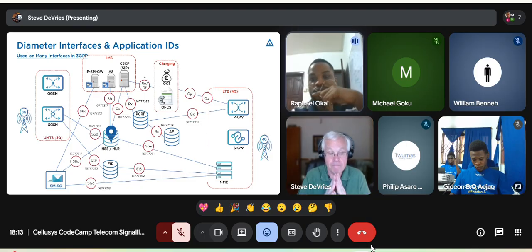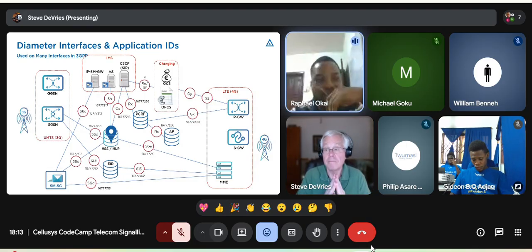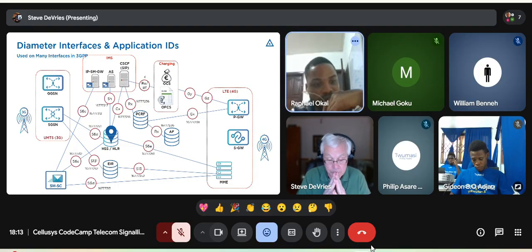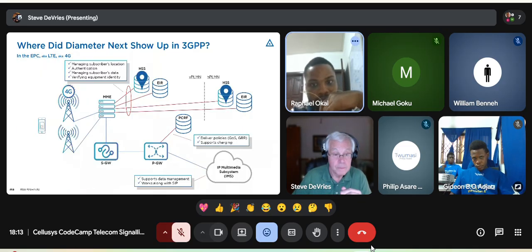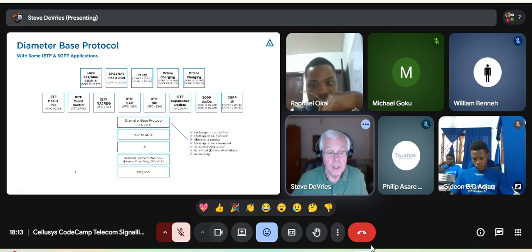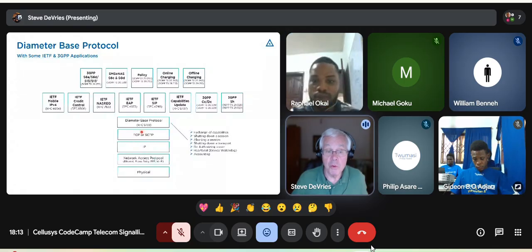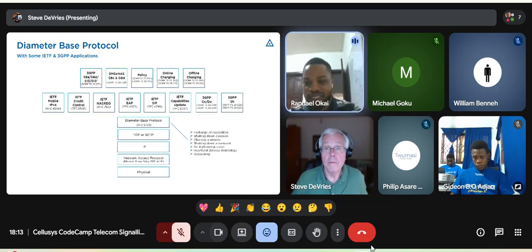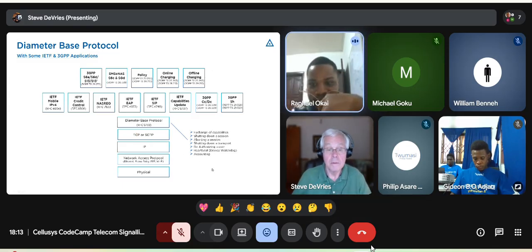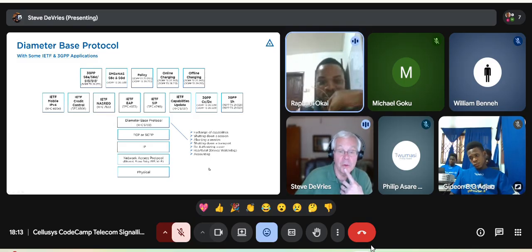Other questions? Yes. I was wondering if you mentioned the transport Diameter uses. Yes, in other words, on top of IP, the transport protocol will either be TCP, Transmission Control Protocol, or Stream Control Transmission Protocol. So either one of these two will be used. My mind skipped that part. Thank you. Oh, okay. Yeah, no problem.